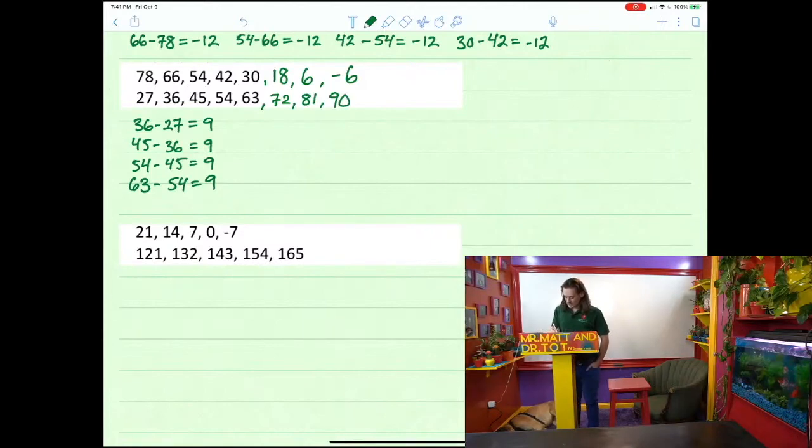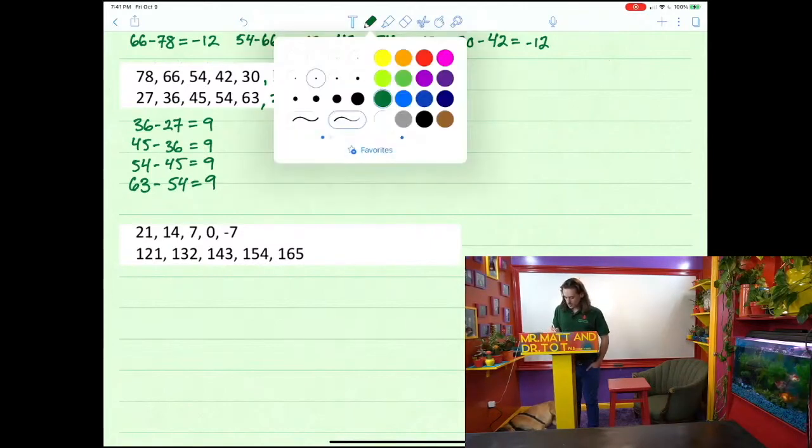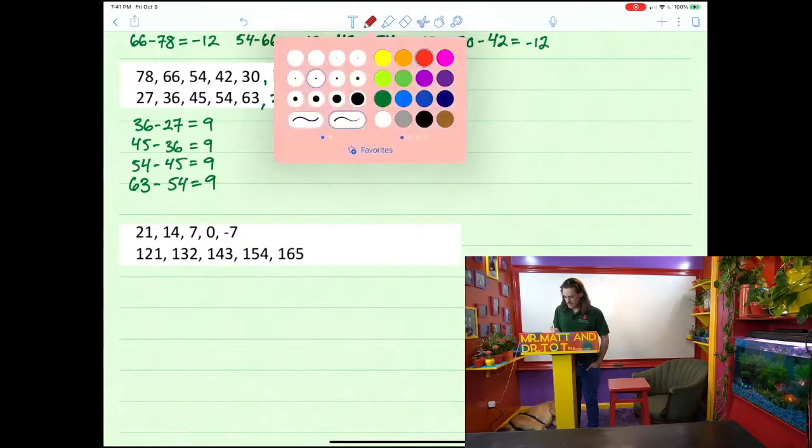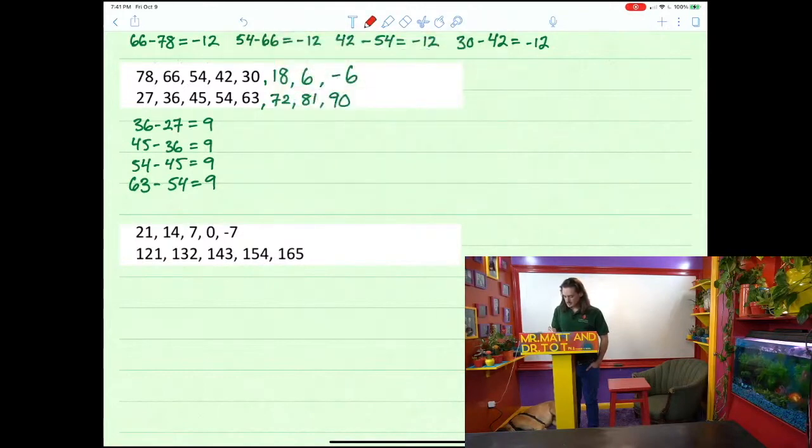So if we look at this, 14 minus 21 is going to be negative 7. 7 minus 14 is also negative 7. 0 minus 7 is negative 7. Negative 7 minus 0 is negative 7. So if we just continue to subtract 7 here, negative 7 minus 7 is negative 14. Negative 14 minus 7 is negative 21. Negative 21 minus 7 is negative 28.